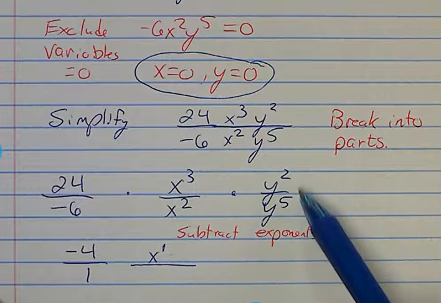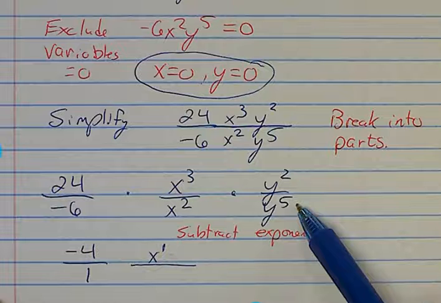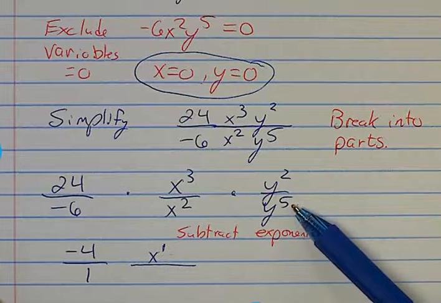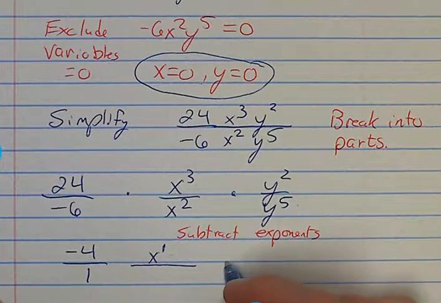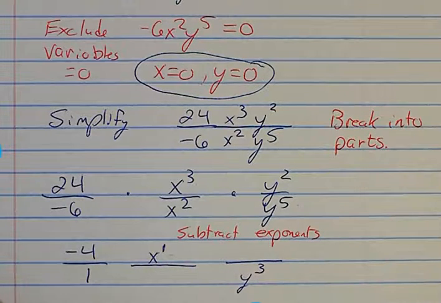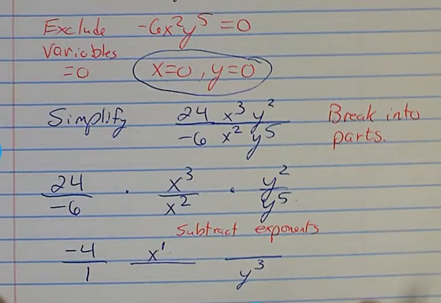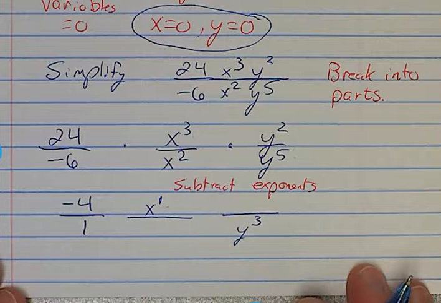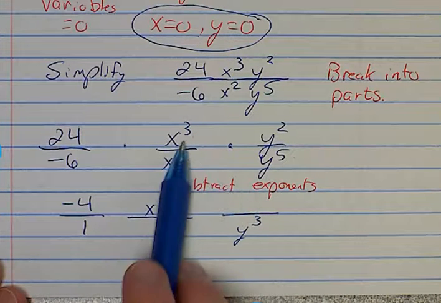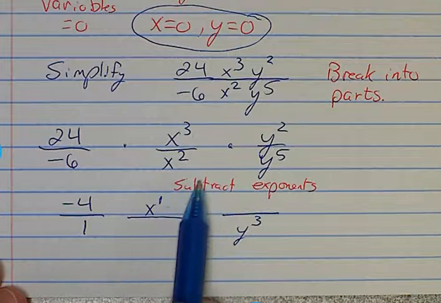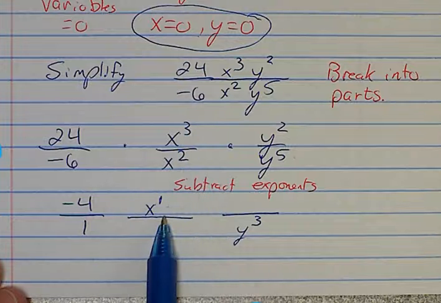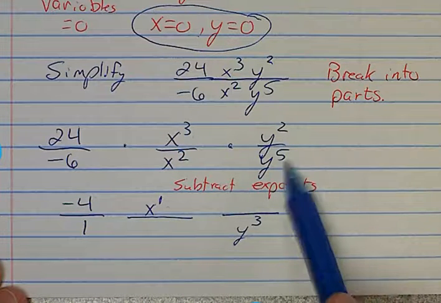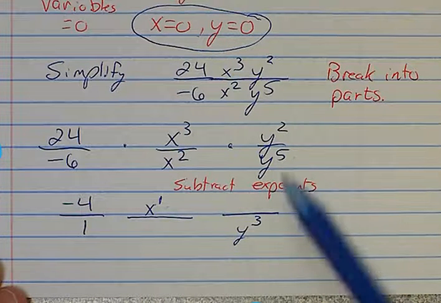On these two, if you subtract 5 and 2, 5 minus 2 is 3, right? But since the bigger power is in the denominator, your leftovers have to go in the denominator. So on the exponents, subtract the exponents, 3 minus 2 is 1, 5 minus 2 is 3. Wherever the bigger power is, that's where that part has to go.